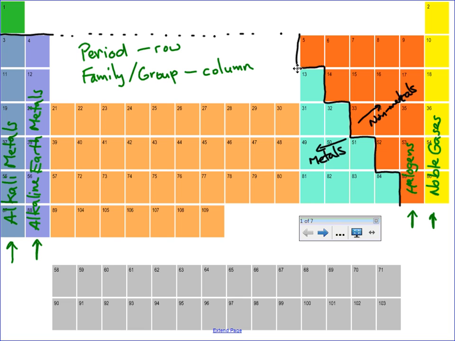Now, other areas of the periodic table to note. This border that we've talked about. Okay? This border, any element touching the border. So elements 13, element 32, 33, 14, anything touching that border are considered to be metalloids when we talk about them. We'll classify them as metalloids.